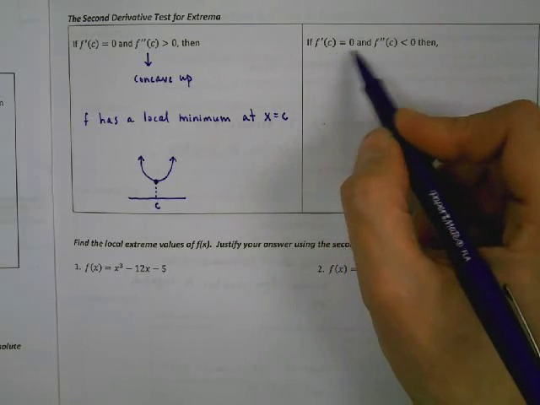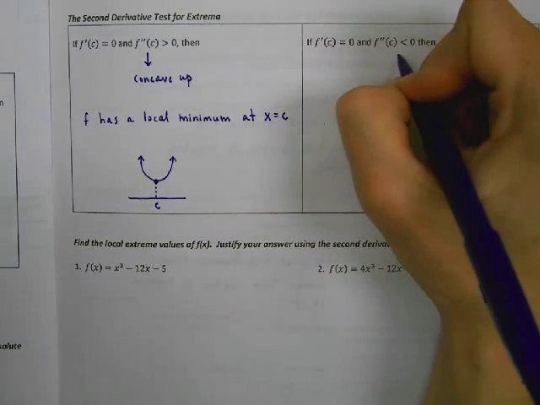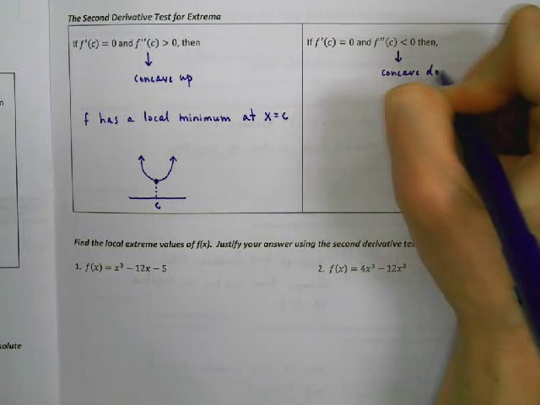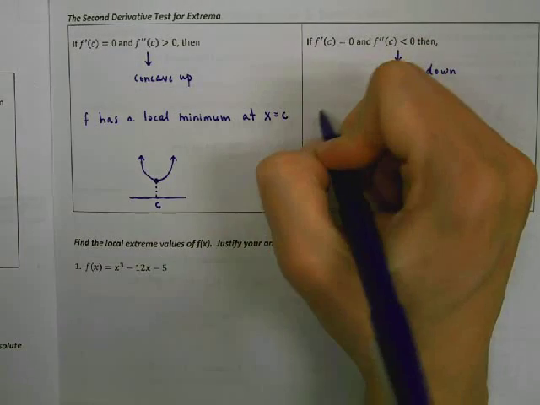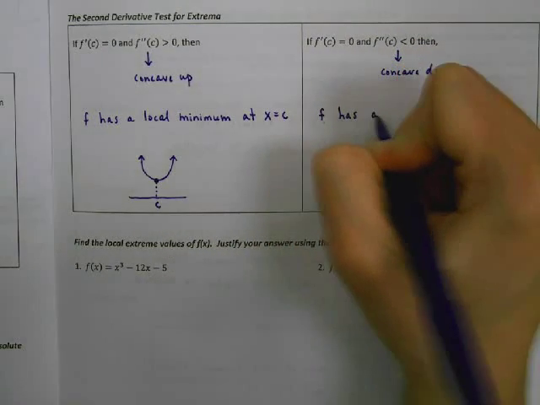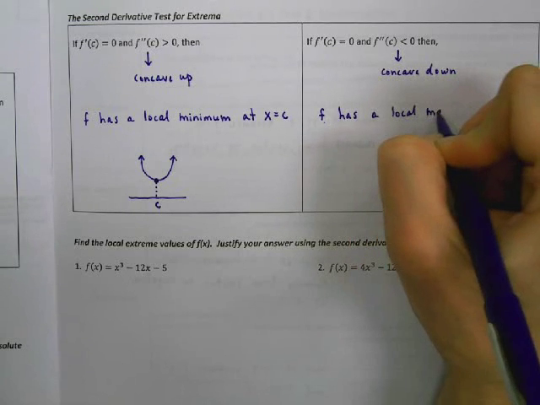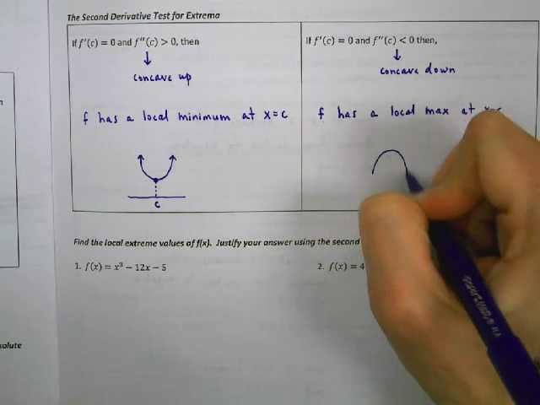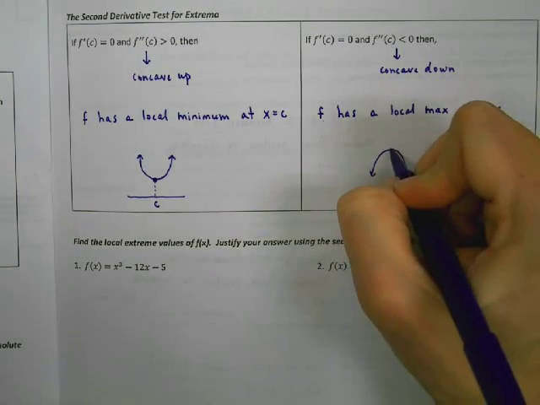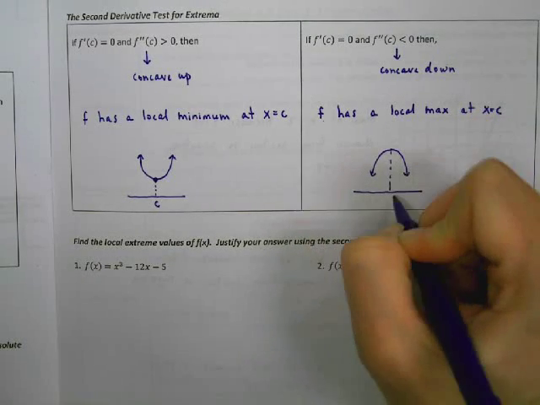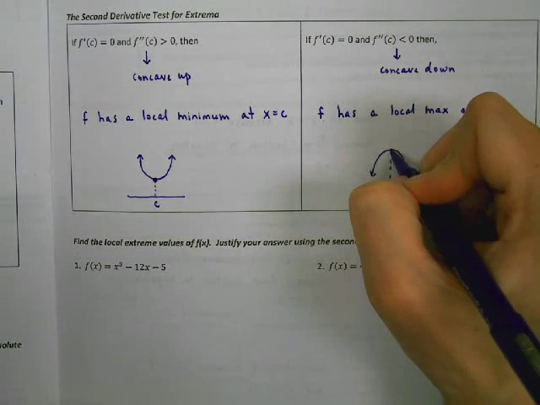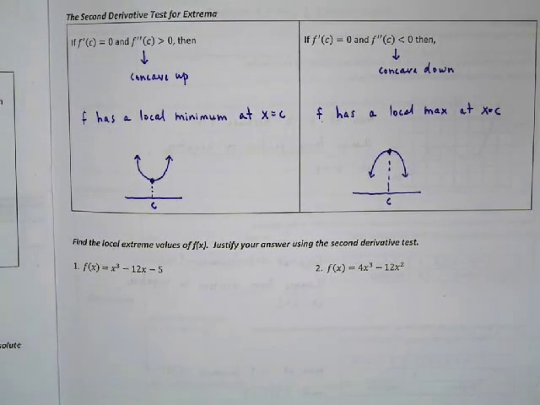On the other hand, if my derivative at c is equal to 0 and f double prime of c is less than 0, meaning that I'm concave down at C, then that must mean that f has a local max at x equals c. And again, graphically what we're looking at is something like this. At C here, I have a horizontal tangent. That derivative is 0. And I know my function is concave down, so that makes this value a local max. So that's the second derivative test.